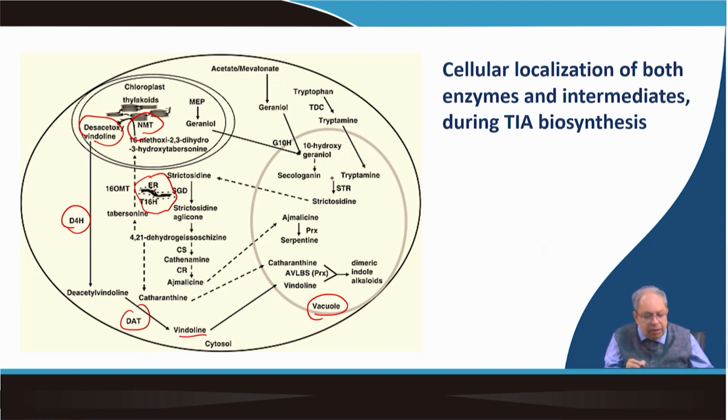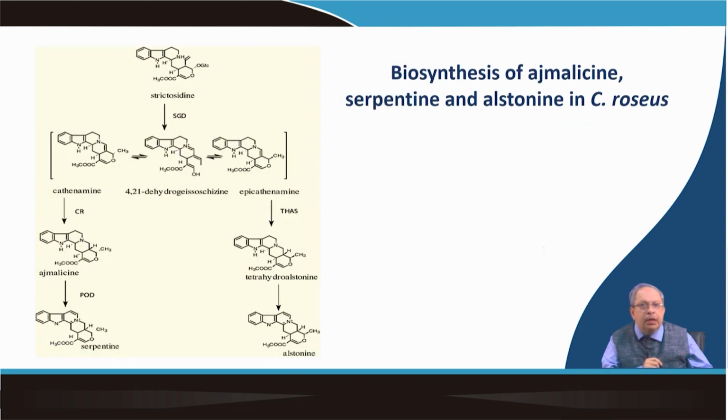So, here basically the involvement of chloroplast, vacuole, endoplasmic reticulum and cytosol are all important in running the pathway. This I already discussed. I have also drawn some line diagrams in a few of the previous classes to explain that. Ajmalicine, serpentine, alstonine. So, this I have already discussed, so I can skip it.